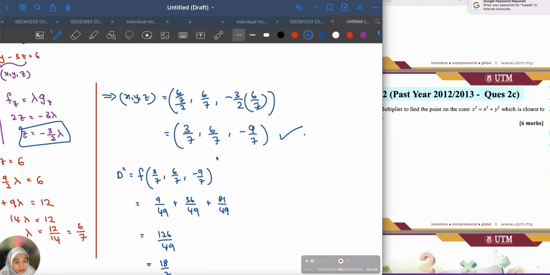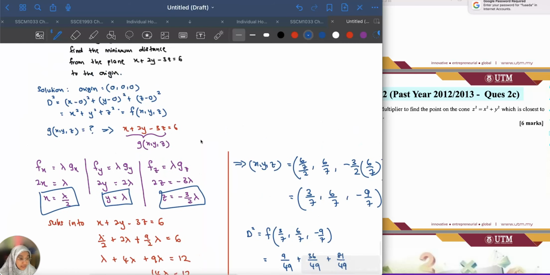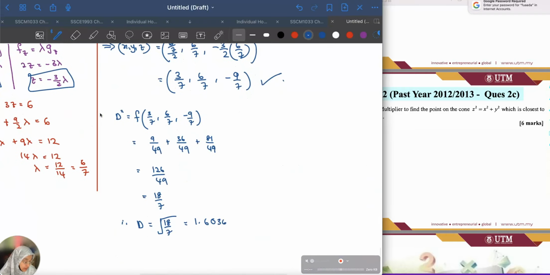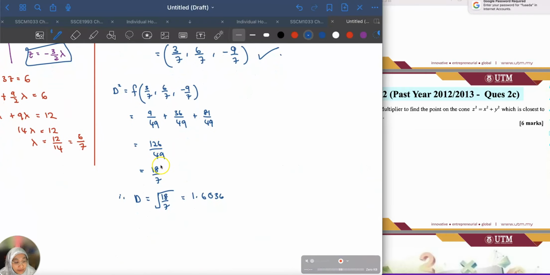Okay, and now we want to evaluate the value of the minimum distance. So we substitute the point into the formula of distance, d squared, as you have in f. Then the value of the function at the point is 18 over 7. But remember, d squared is not the shortest distance. The shortest distance is d. So you have to take the square root of 18 over 7, and this will give you this value.